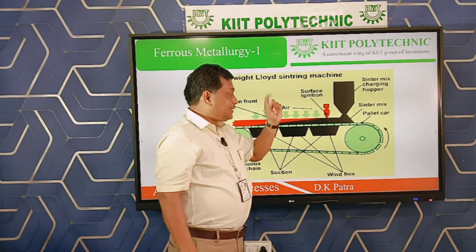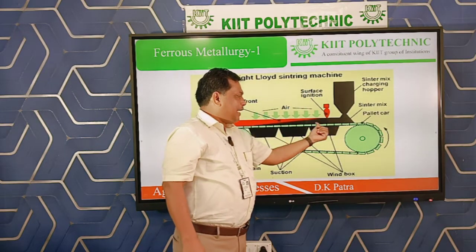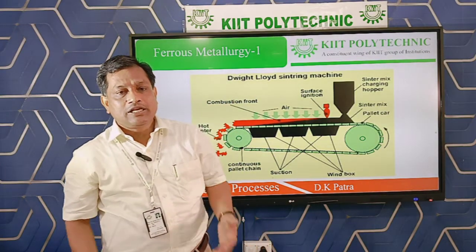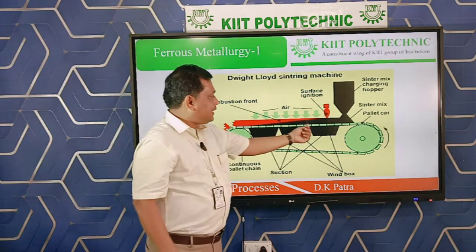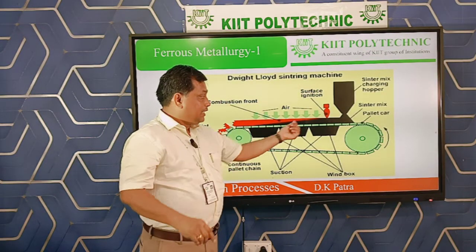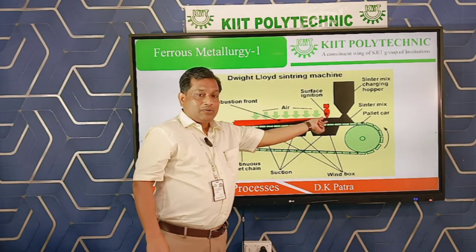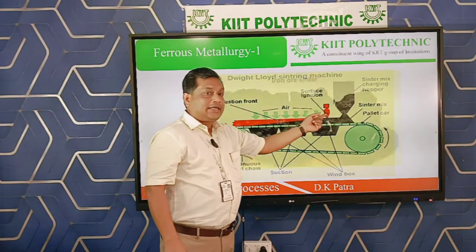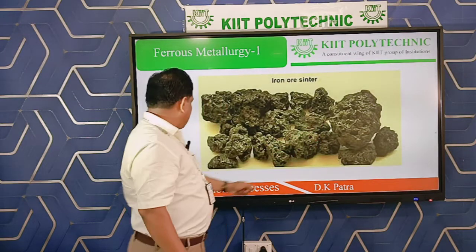And another provision is there. This belt is not a solid belt. This is a perforated one, that means small holes are there in the belt, but the iron ore cannot pass through them. So we have gathered the iron ore and ignited it at the top. How will the fire cover the entire bed? Here a suction chamber is there.